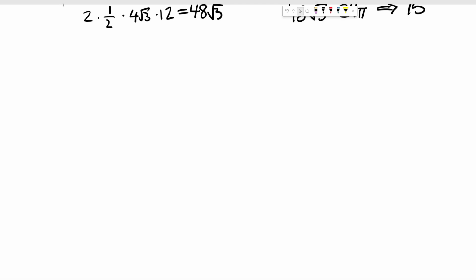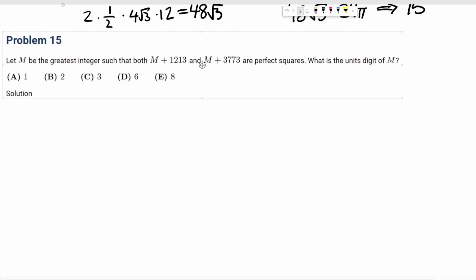All right. Problem 15. Let m be the greatest integer such that both of these are perfect squares. What's the units digit of m? So what we're going to do is find the difference between these two numbers, because that's what dictates how big m can be. So the difference between these two numbers is 3773 minus 1213 equals 2560.